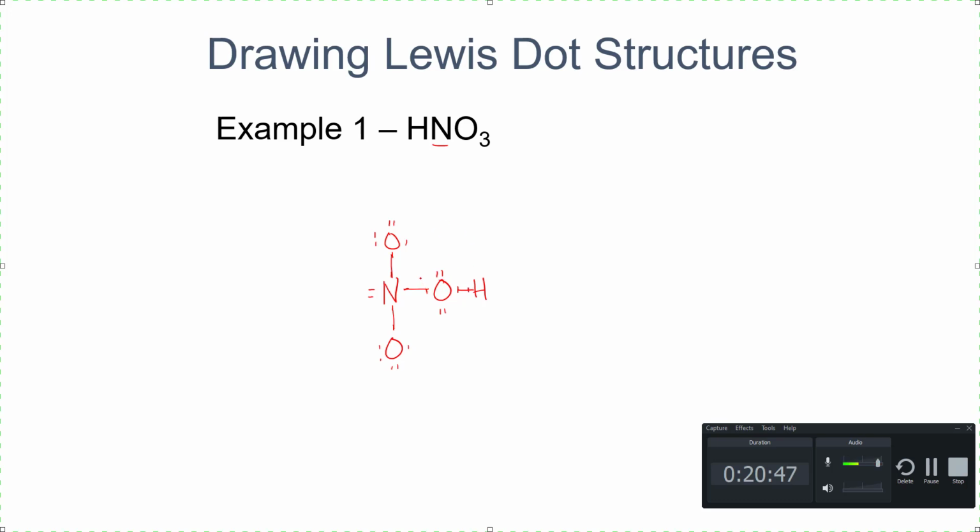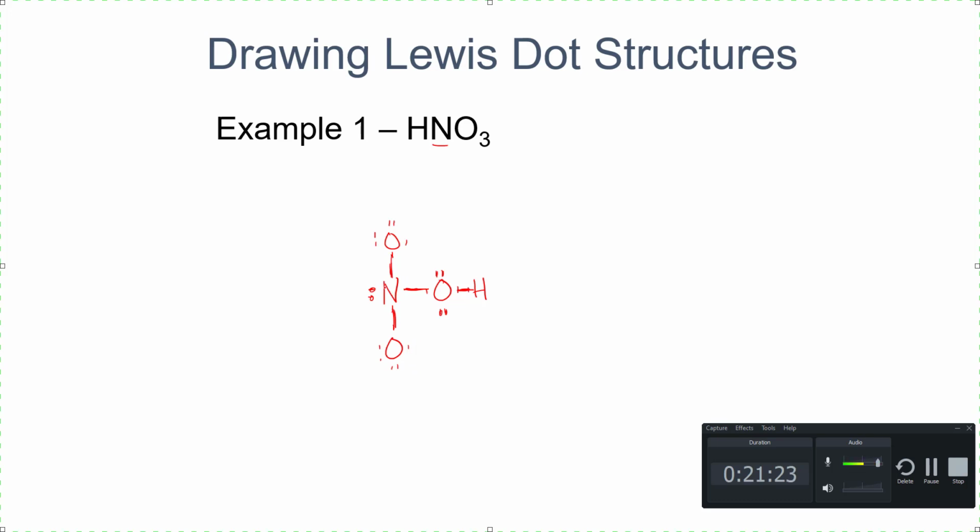Oxygen over here has 2, 4, 6, 8 electrons, so it's at its octet. Nitrogen over here has 2, 4, 6, 8, and so it has an octet, but these two oxygens with their unpaired electrons are only owning and sharing 7. And so what we need to do is somehow get these oxygens to an octet.